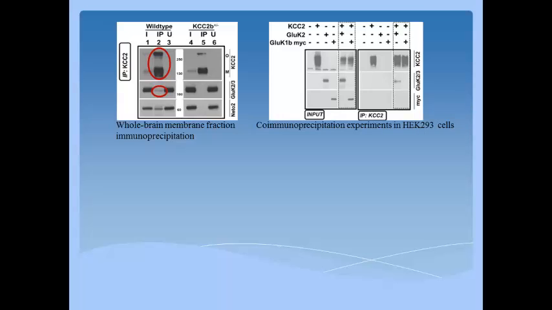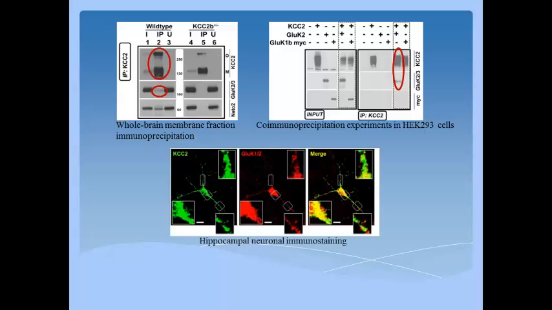Using whole brain membrane fraction immunoprecipitation experiments, authors demonstrate interaction between KCC2 and glutamate kainate receptor subunits. The interaction is further confirmed by co-immunoprecipitation experiments in HEK293 cells and hippocampal neuronal immunostaining.